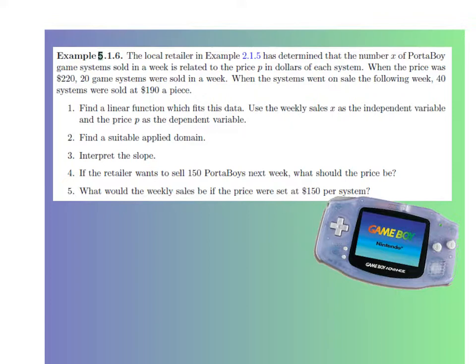I don't need you to do all of it, but I want you to find the linear function which fits this data. I'm going to pause for just a second while you try to write an equation, kind of like last time, where you're going to use X number of Portaboys, and the price is P.